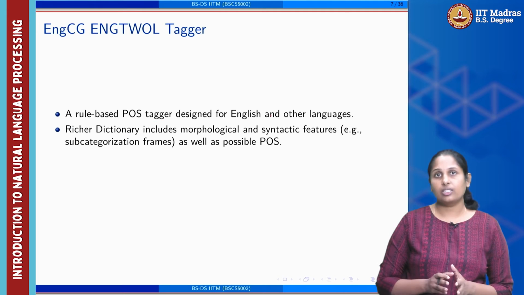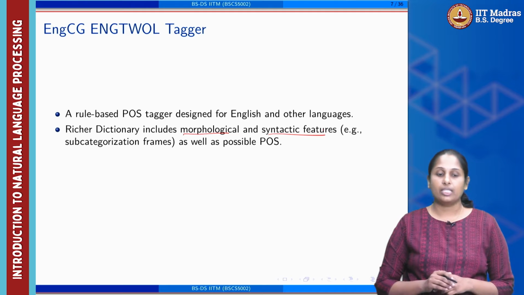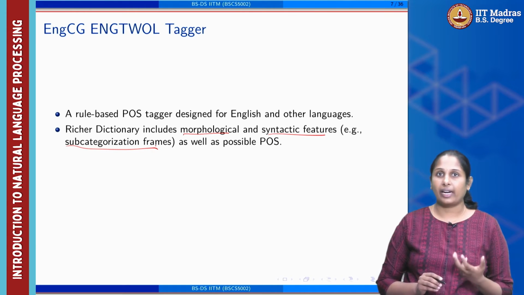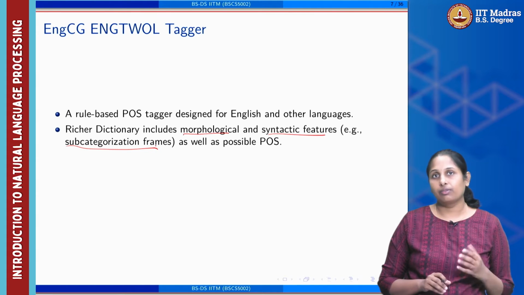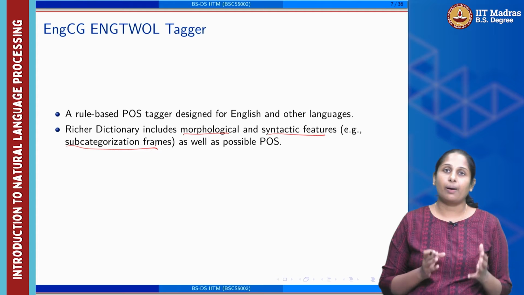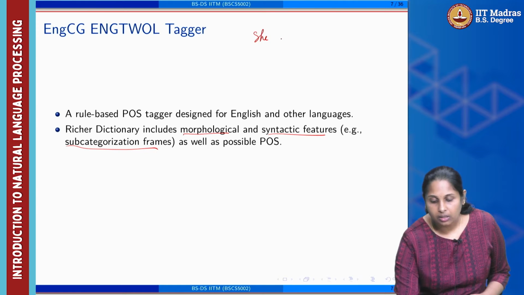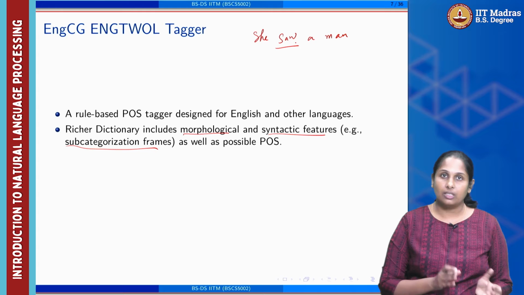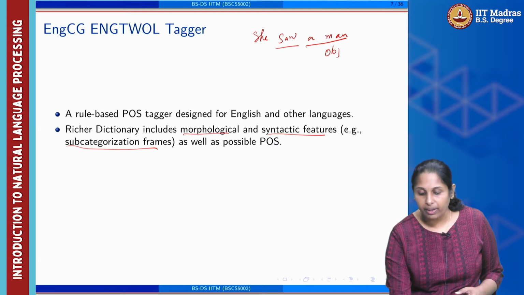So, it has a richer dictionary which includes morphological as well as syntactic features, especially subcategorization frames, which are nothing but the frames that verbs can have. The subcategorization frames mean verbs of one type require a compulsory object. For example, when you say she saw a man, the verb see requires an object. She saw. Whom did she see? She saw a man, right? So this is an object, which is a very important thing.